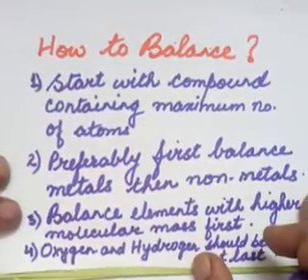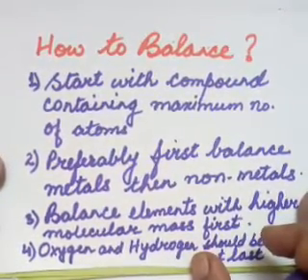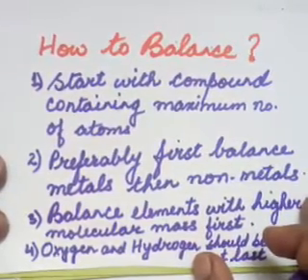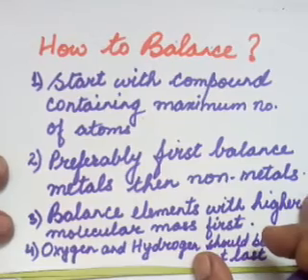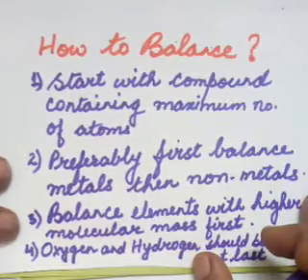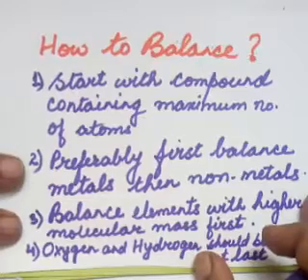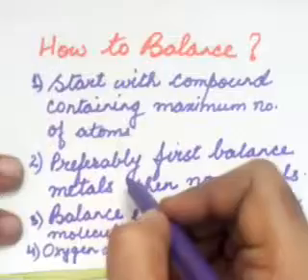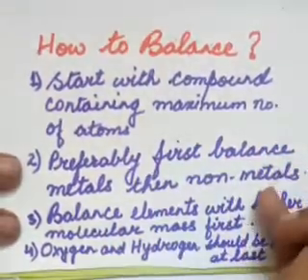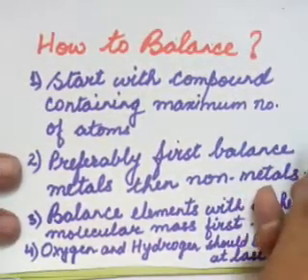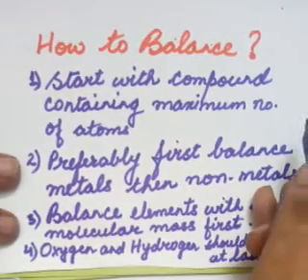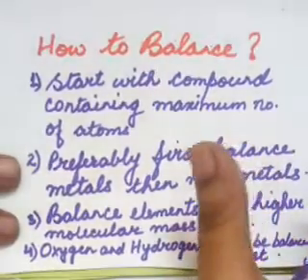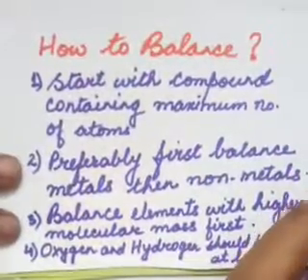Now there are certain rules, if you keep them in your mind, it will become very easy for you to balance a chemical equation. After writing the skeletal equation, we will balance first the compound which has the maximum number of atoms in it. Like in photosynthesis, the glucose or carbohydrate formed is C6H12O6, which has the maximum number of atoms, so we will try to balance that compound first.